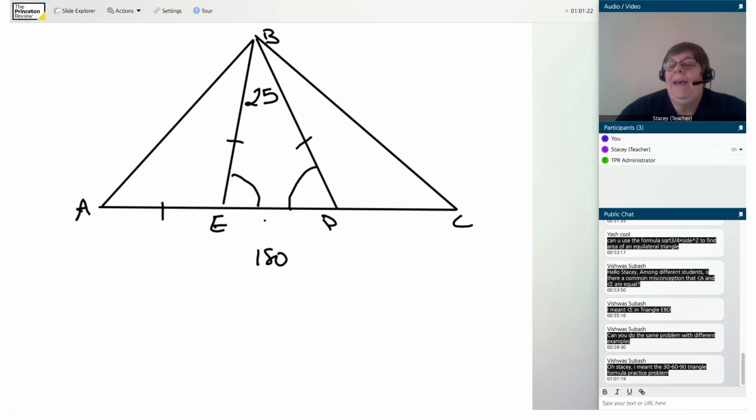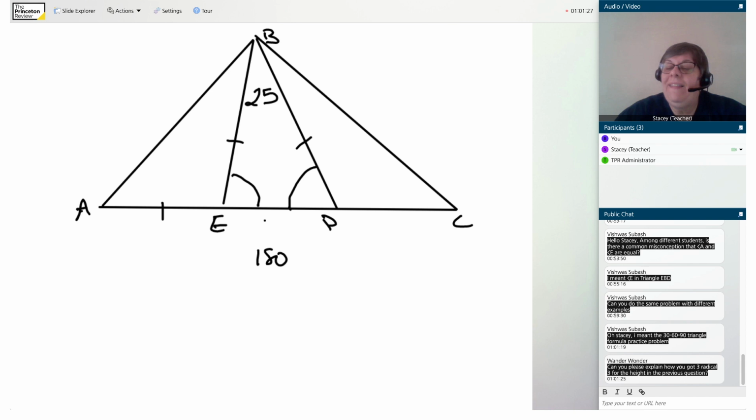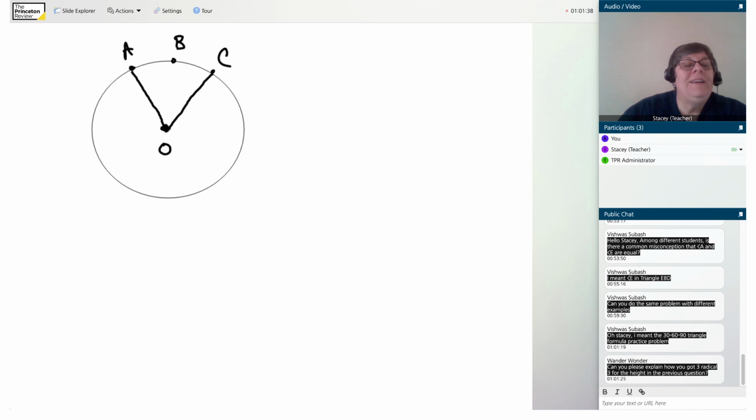Let's go back and take a look at it. I'm not clear, guys. You have to be really explicit so I know exactly what you're asking. Let's go back to the triangle with the 3 radical 3.